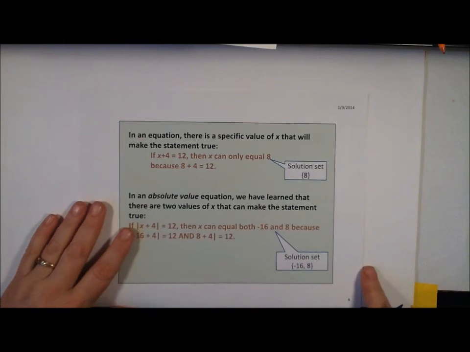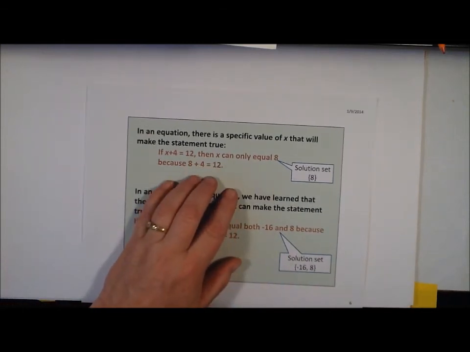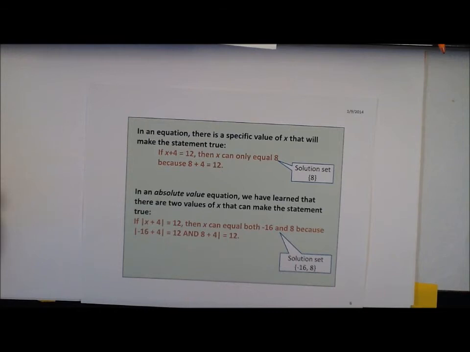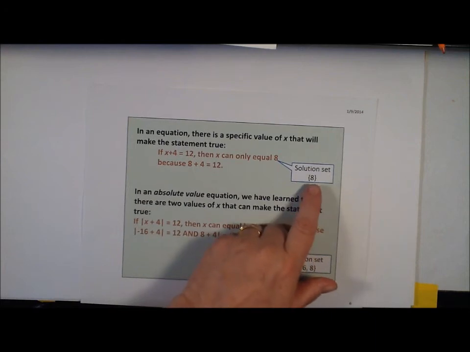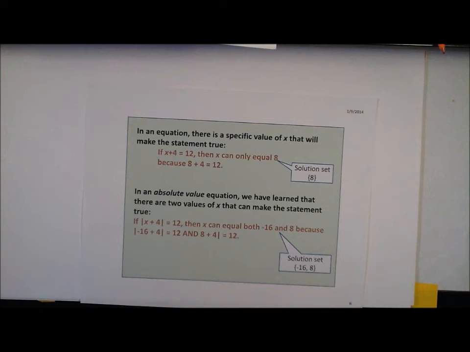So just to recap, in a regular equation that we've been doing quite a while, there's a specific value of x that makes the statement true. Here I have x plus 4 equals 12. Well, there's only one answer that will make that work, and it's a solution set that looks like that. In an absolute value equation, there are 2 solutions that will make it true. So here I have the absolute value of x plus 4 equals 12. Well, I solved it, and x can either equal negative 16 or 8. So either one will work, and my solution set will look like that.